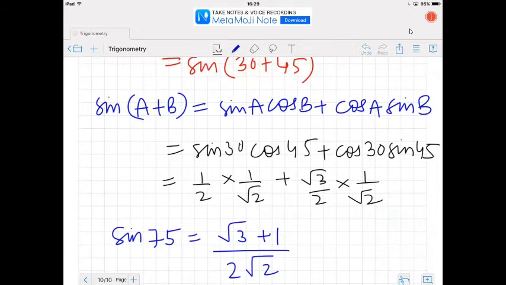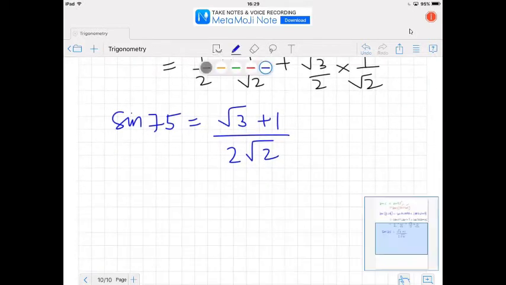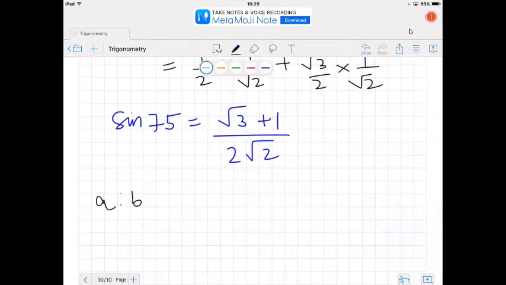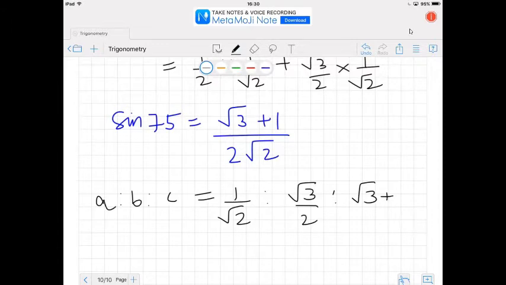Okay. So I can say that A is to B is to C, the ratios of the sides of the triangle ABC are sine A is to sine B is to sine C. What was sine A? Sine A was sine 45, 1 by root 2. Sine B was sine 60, root 3 by 2. And sine 75 we just found out, root 3 plus 1 upon 2 root 2. Okay. Now this is the answer.